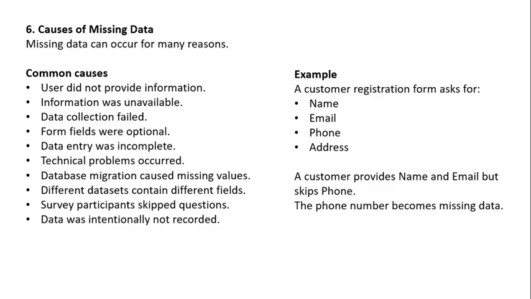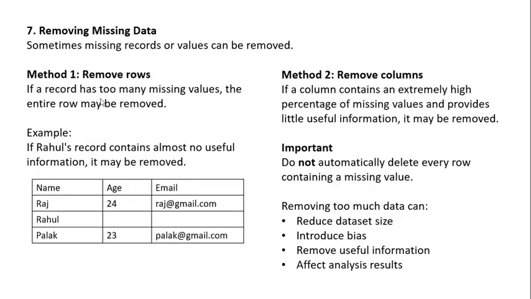And the example is a customer registration form that asks for names, emails, phones, and the address. Customers provide the names and emails, but skip the phone, and the phone number becomes missing data. And the seventh topic is removing the missing data.